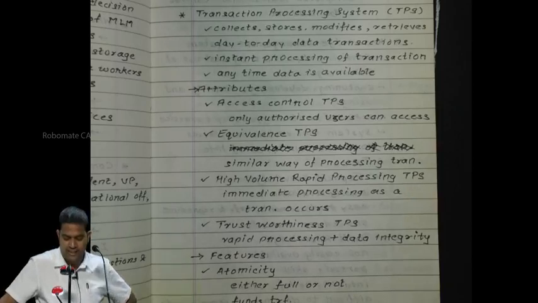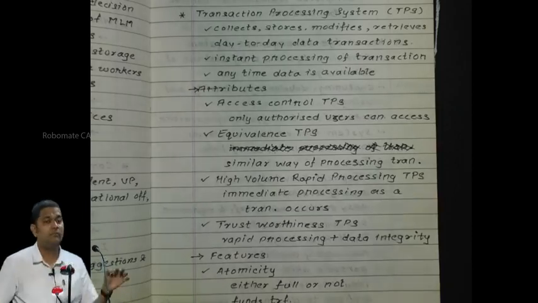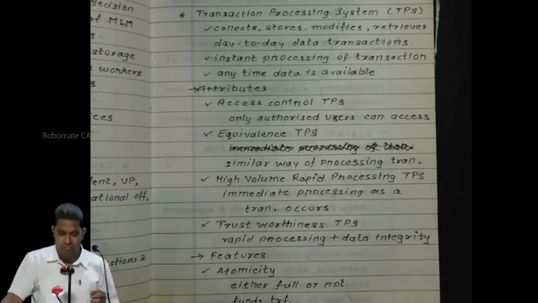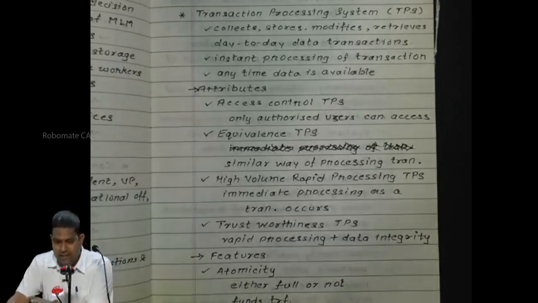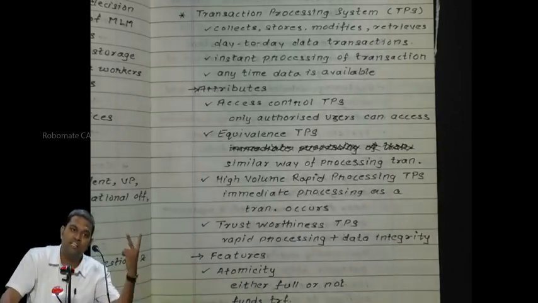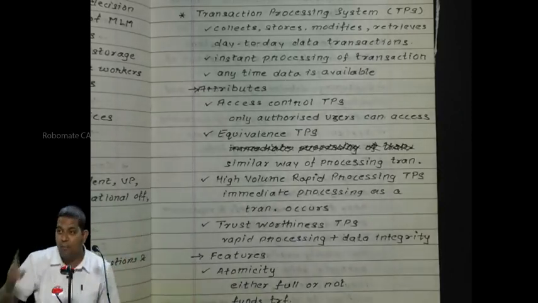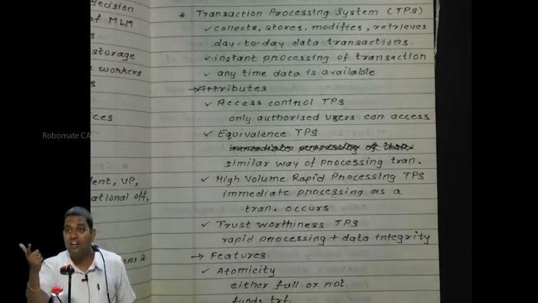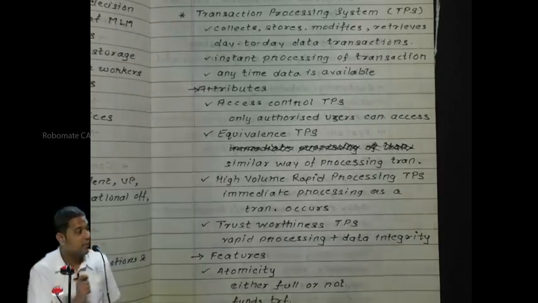I'll explain what exactly it means. Transfer of funds. In accounting, transfer of funds means debit in one account and credit in another account. Both the things should happen. If the amount is debited and not credited in the other account, then where does the money go?